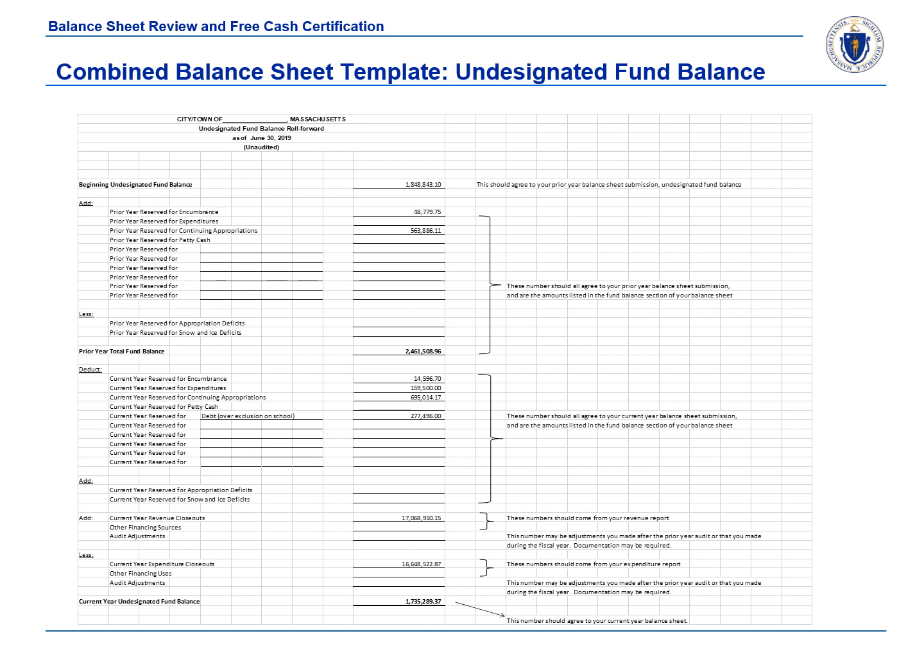The starting point for the free cash calculation is the prior fiscal year end's undesignated fund balance, which should, after showing this fiscal year's activity, roll forward to the current fiscal year's ending undesignated fund balance.